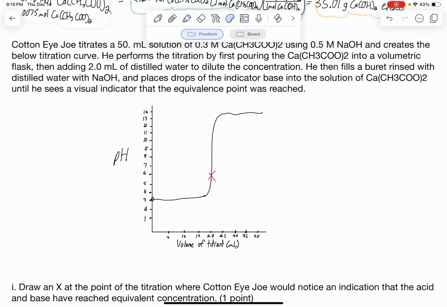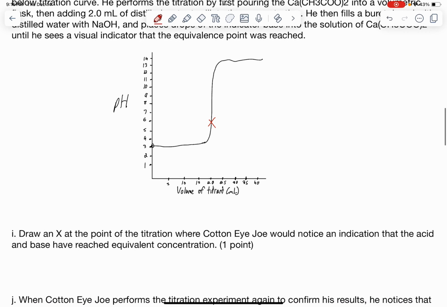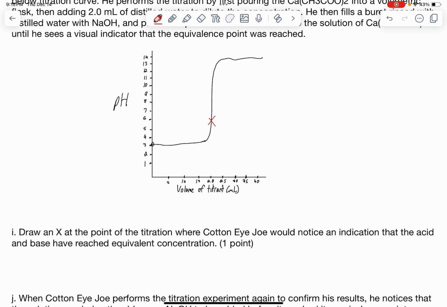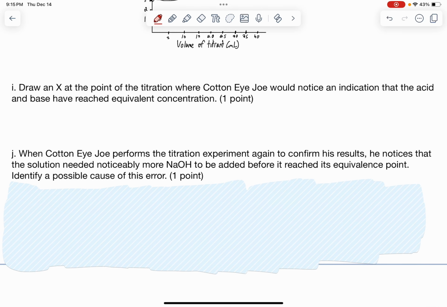it's going to become more and more basic. You can see because Ca(CH3COO)2 is a weak acid, the pH here is going to be starting a little higher, but that's not really important to the prompt. The X draws here where the graph starts to shoot up. And then this is the final part.